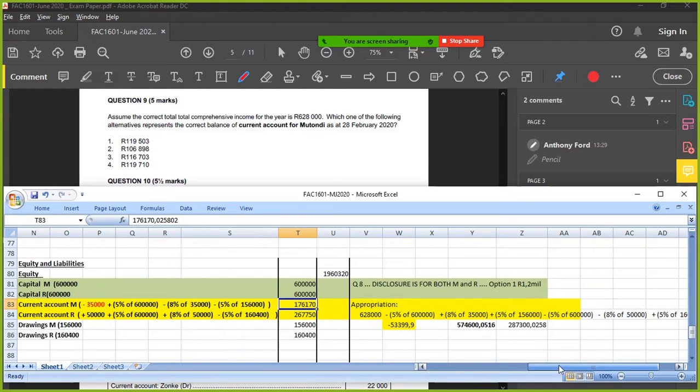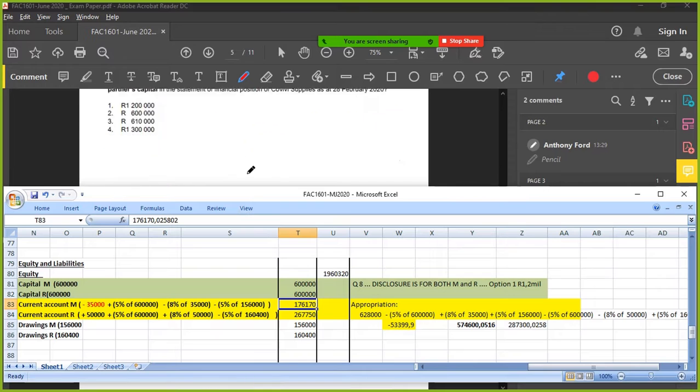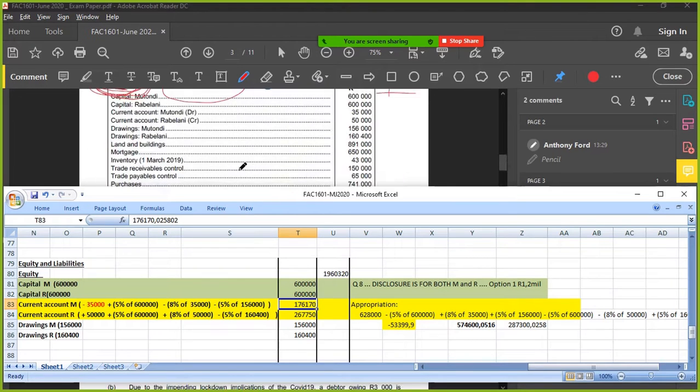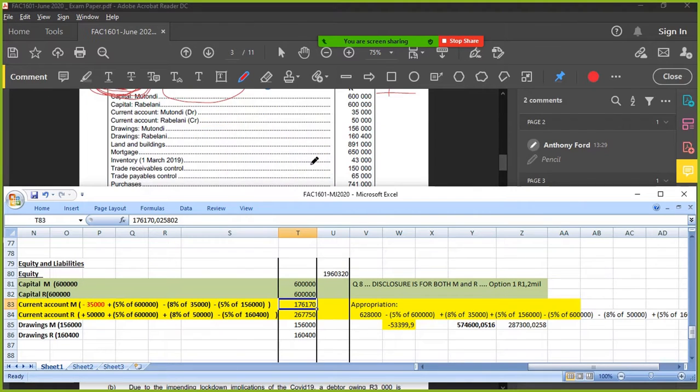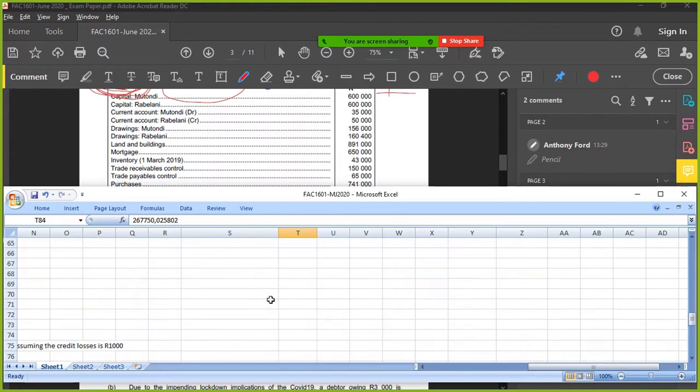Let's see, am I doing this correct? I need to double check. What was their current account balance? Their current account here was minus 35. Minus 35 is correct. Current account for R was plus 50. That's correct. Okay, and then obviously you had capital, interest on capital. Then you had the current accounts. Okay, then you had interest on drawings. That's fine. So I'm happy with all of that. Okay, if I work that out, I think those answers were right.